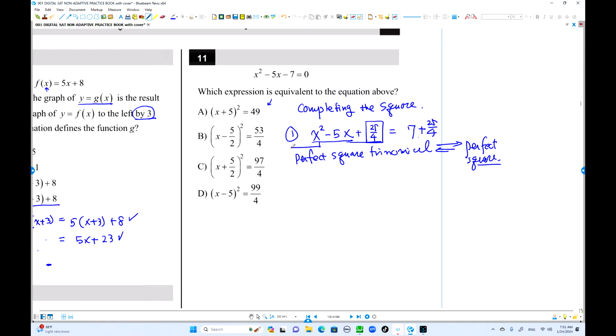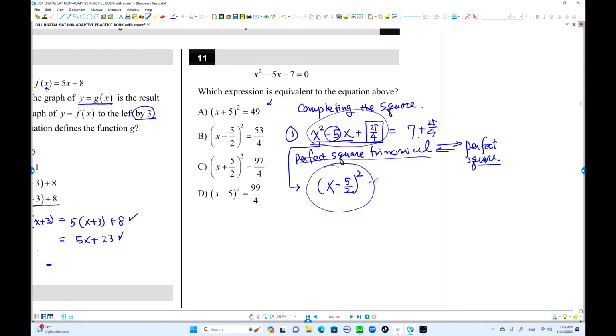Now, this one, replace with what? Perfect square. What is the perfect square? Already half of this number: x minus 5 over 2, squared, right? The whole thing is replaced with a square. That's why this trinomial is called the perfect square trinomial.